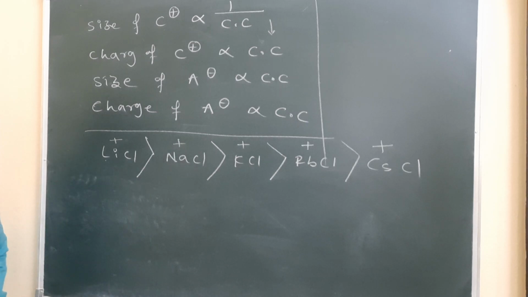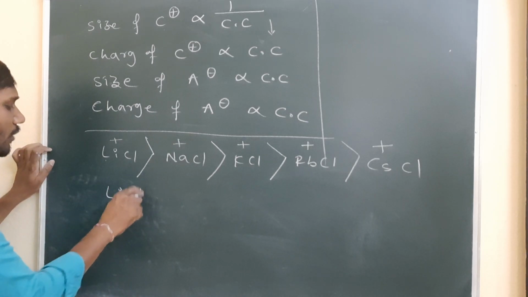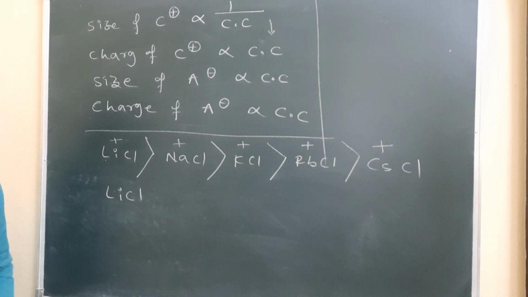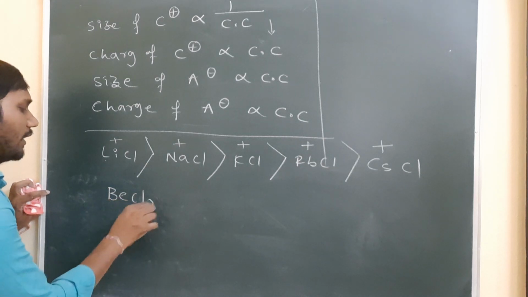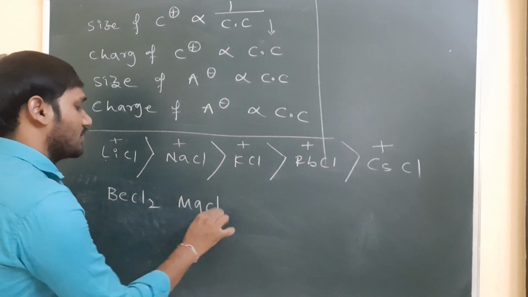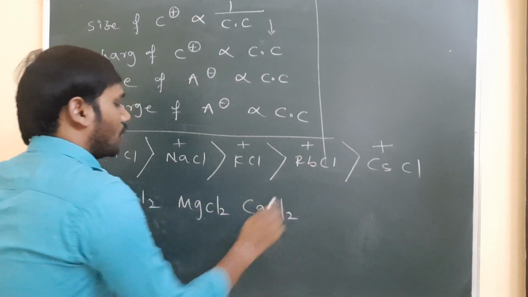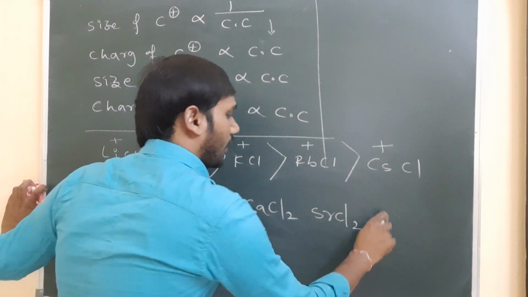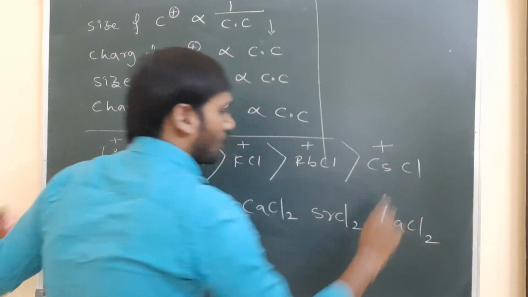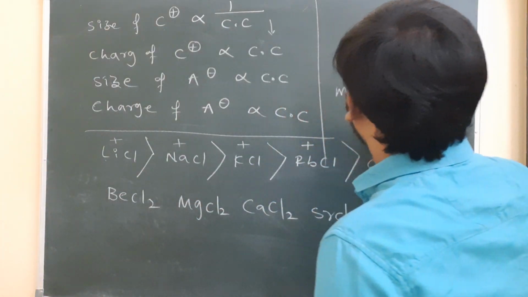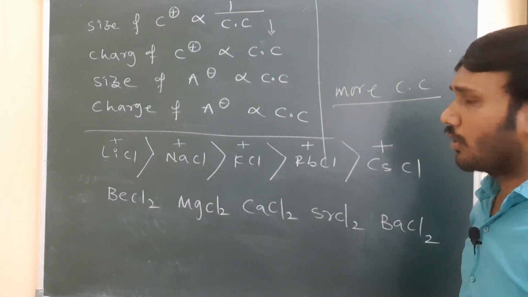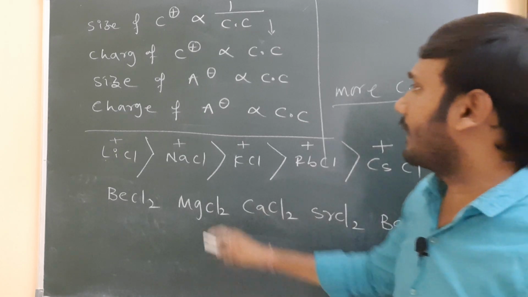And the second one is lithium chloride. Second example is lithium chloride or beryllium chloride. Lithium chloride is complete, right? So next one is beryllium chloride. Next one is magnesium chloride. Next calcium chloride. Next strontium chloride. Next barium chloride. So which of the following compounds has more covalent character? Let us see. Covalent character here.